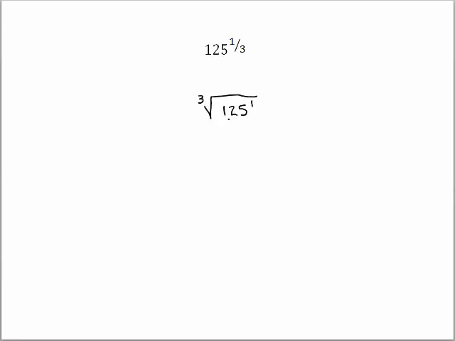And if we solve that a little further, we can determine that if we break that up into 5 times 5 times 5, we have 3 5s. Therefore, we can take that 5 outside the radical. So the cube root of 125 is actually 5.